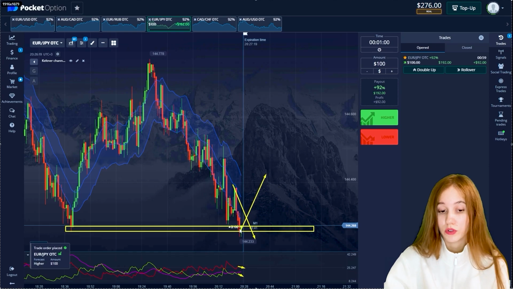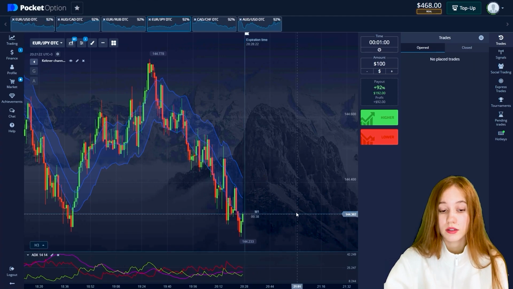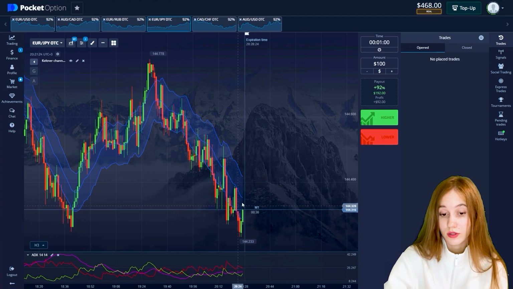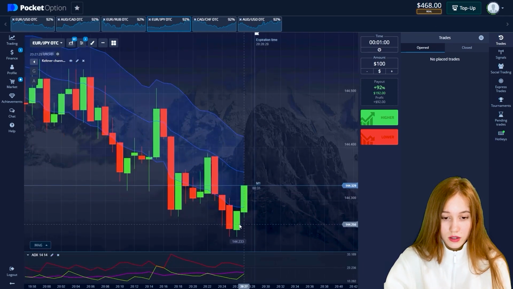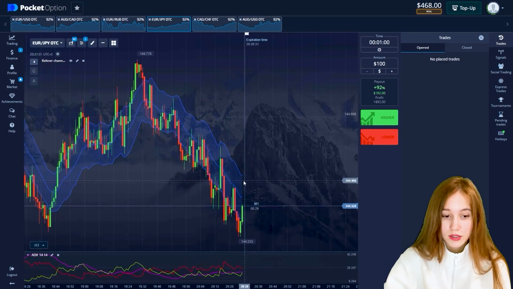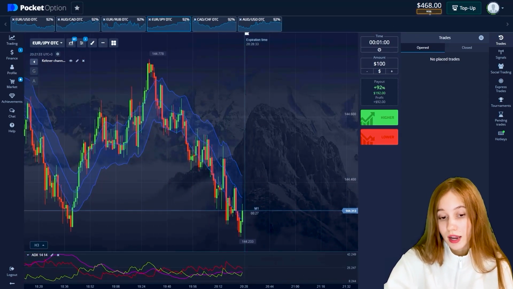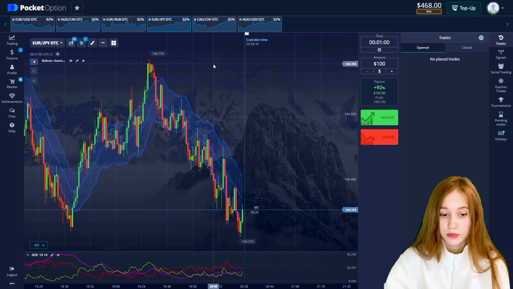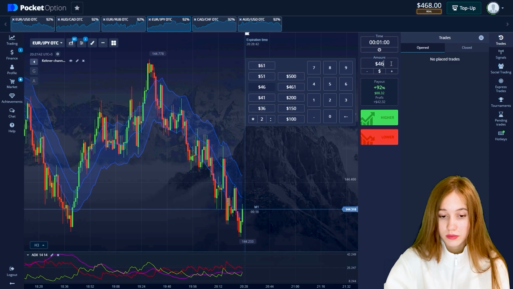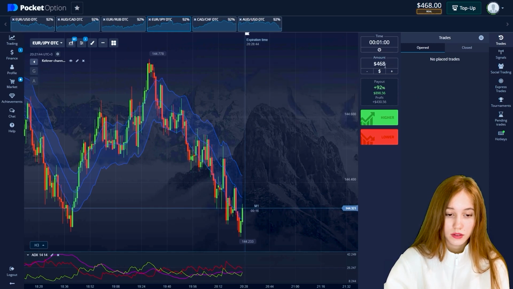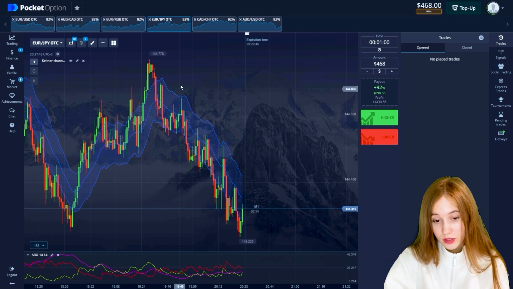We have two moving lines directed downwards. This drawdown will most likely continue, but it will begin perhaps to some extent to the end of the week. Yeah, our balance is 468. The chart has grown. We have two counter pairs left. Let's increase the amount of the deal and let's try to do this.